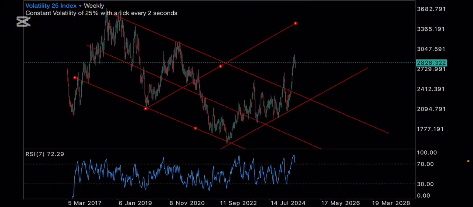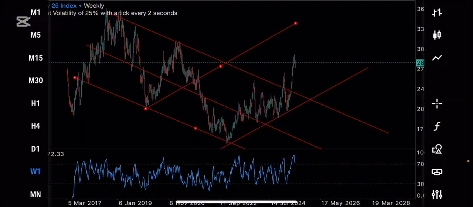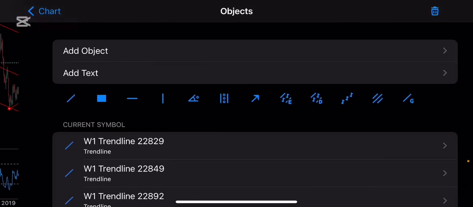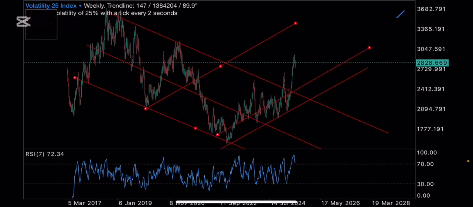Remember guys, let me just continue what I'm doing. So now we've been able to get that one. Like I told you, you're going to have a median line. So I'm going to draw that median line, then take it all the way to the middle.